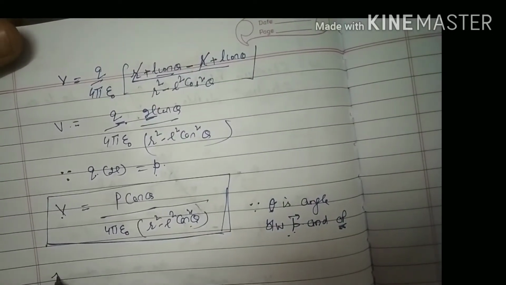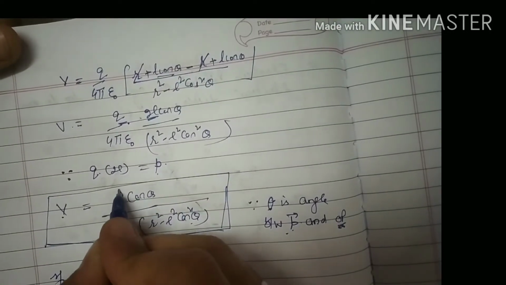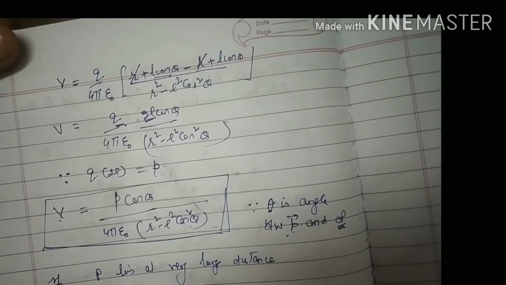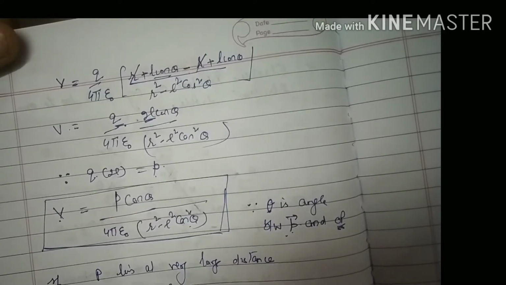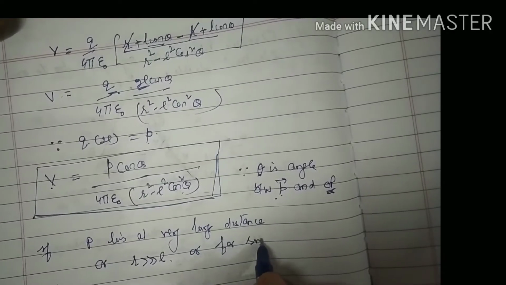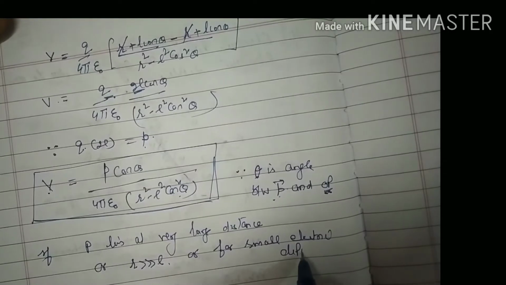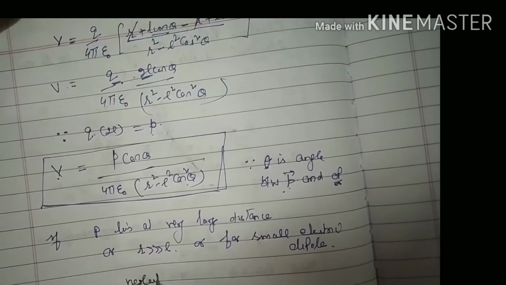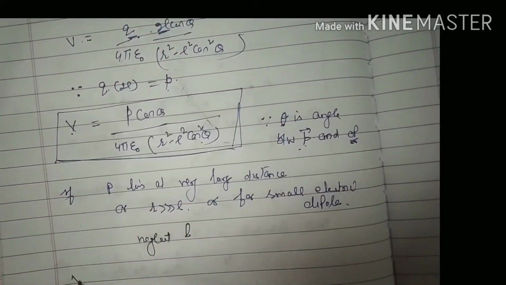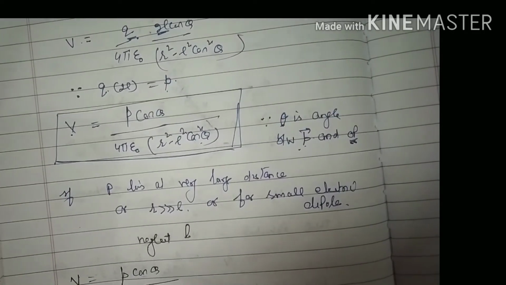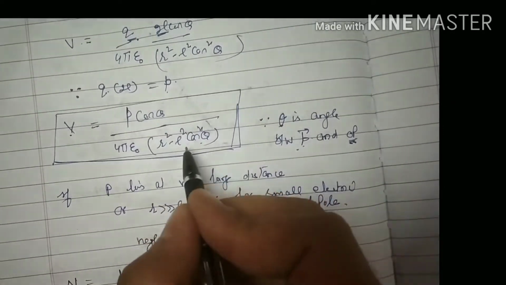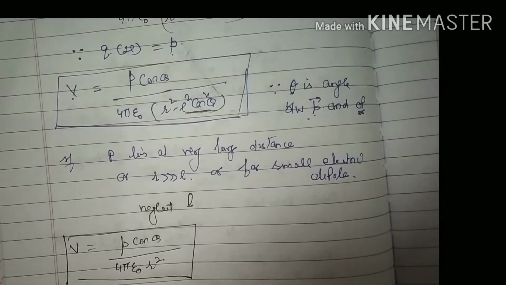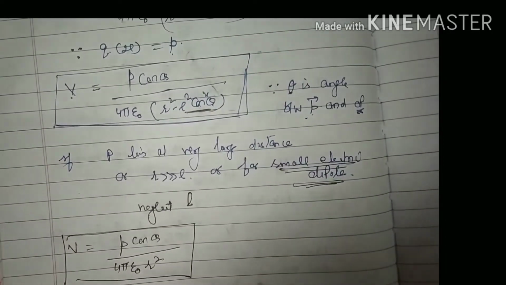So here if we consider one case, if this electric dipole moment P lies at a very large distance, or R is greater than L, or we can say that for a small electric dipole, we can neglect L. So V is equal to P cos theta over 4 pi epsilon naught, and this L is neglected, we get R square. This is the electric potential at point P due to a small electric dipole. This is a special case, we can say.